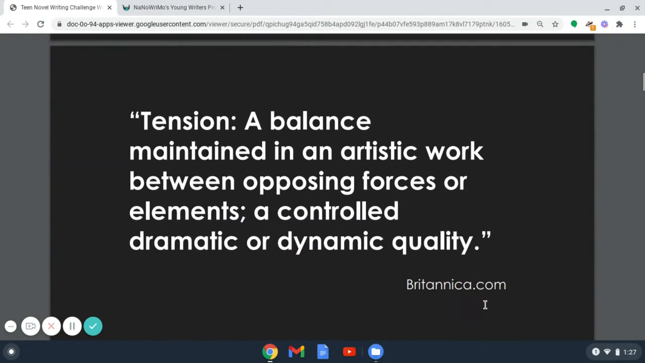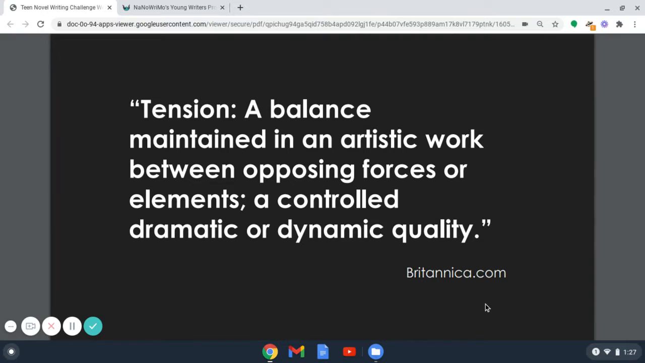So moving on into what we're actually going to talk about this week, we'll be talking about tension and conflict. I've got this definition of tension for you from botanica.com. It says tension is a balance maintained in artistic work between opposing forces or elements, or a controlled, dramatic, or dynamic quality. I'm also going to give you a definition of conflict a little bit later on, but this definition of tension is kind of important because it gets at a balance.